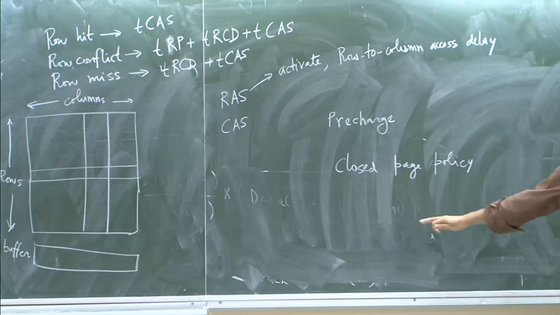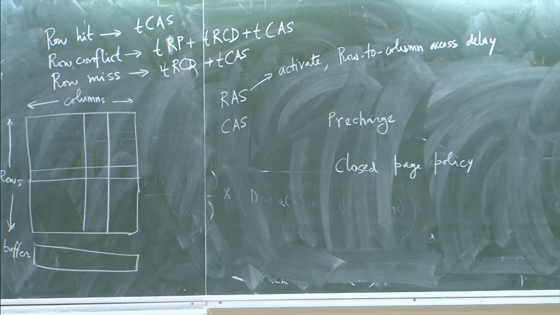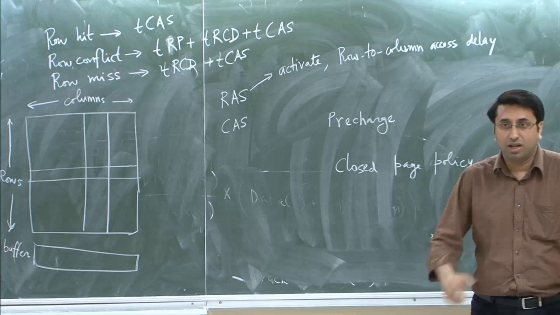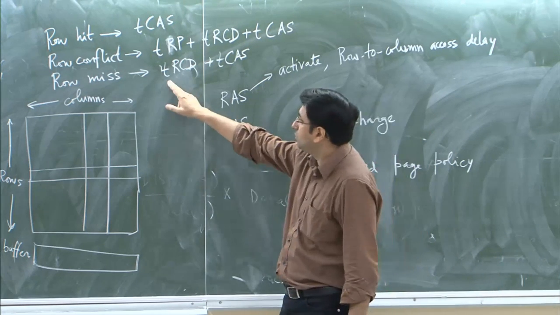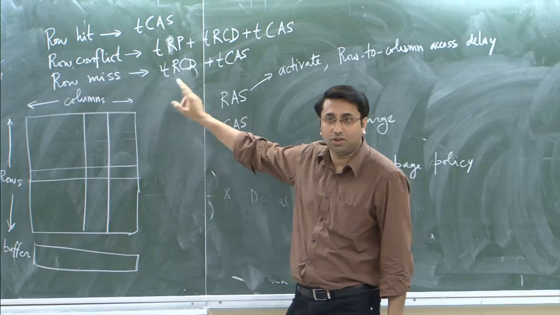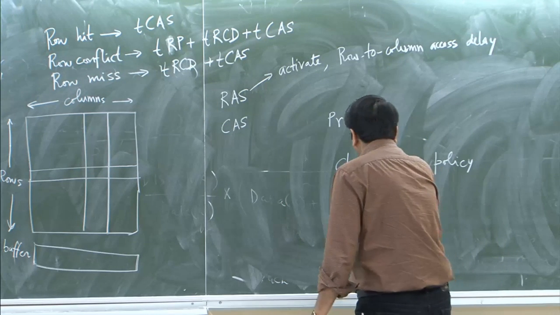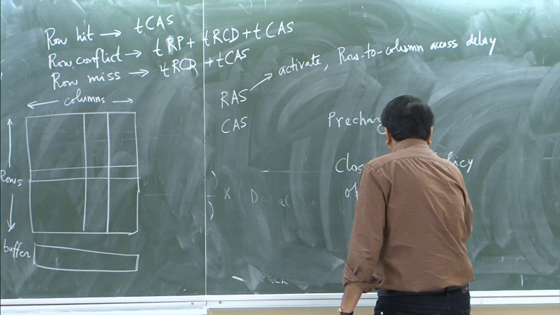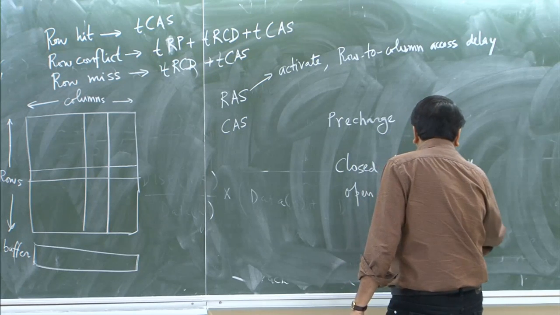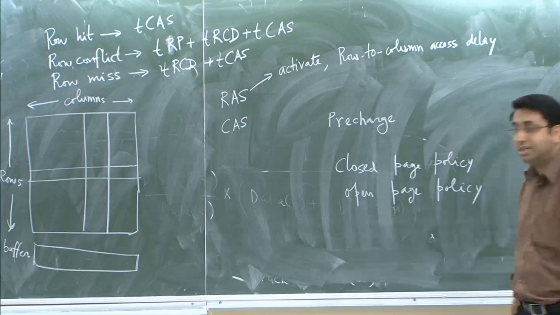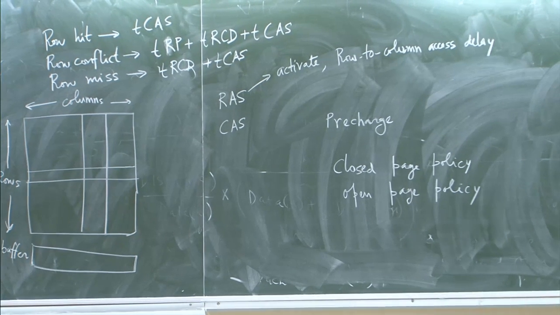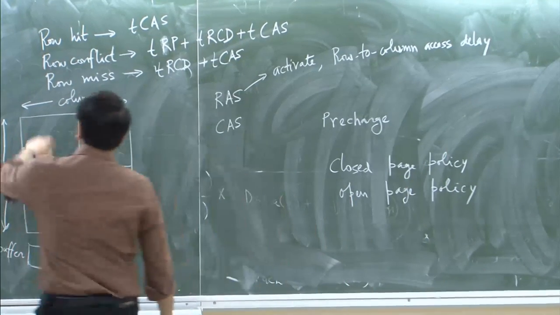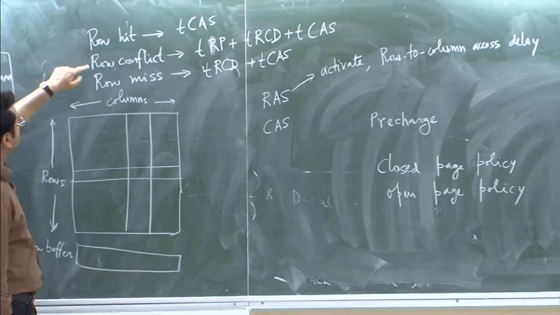An extreme of closed page policy would be that after every request, you close the row. Which is of course not going to be very good if you have locality in the access stream. So essentially every request will take this much time, the row miss time. The other one is called open page policy, where you keep the row open until you run into a conflict. In that case, the first time you take a row miss, but otherwise you'll have either a row hit or a row conflict.